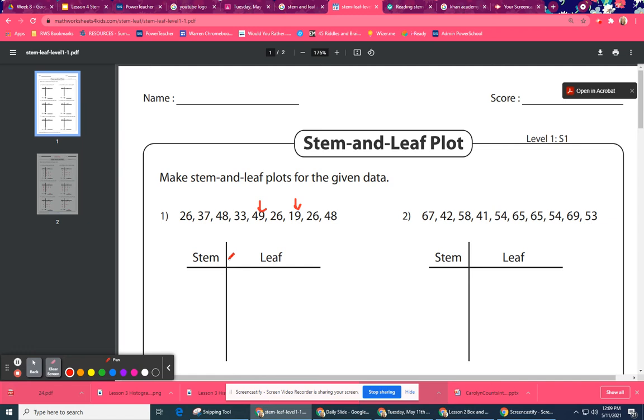When you make a stem and leaf plot, you break numbers apart, I guess you could say. For example, 19 is classified as being in the tens. So we'll put a 1 to represent tens. We're not going to put 10, just put the 1. Then we've got numbers in the 20s, the 30s, and the 40s.